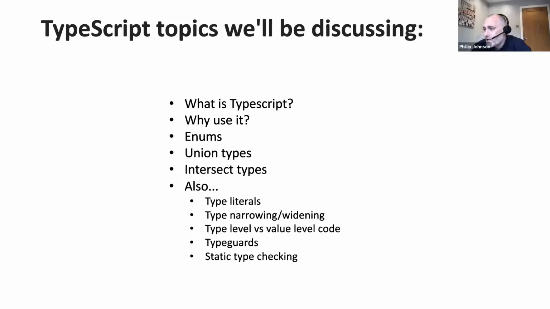So along the way, we'll look at type literals, type narrowing and widening, type level and value level code, type guards, and static type checking as well, which is something that I thought I knew about from my time in C# and .NET, which is my background, but I was quite surprised with how TypeScript actually does its type checking.